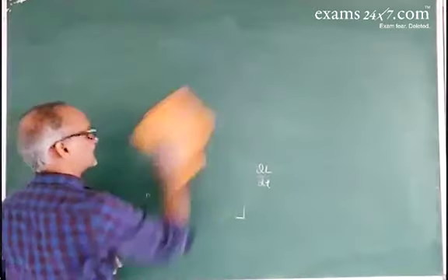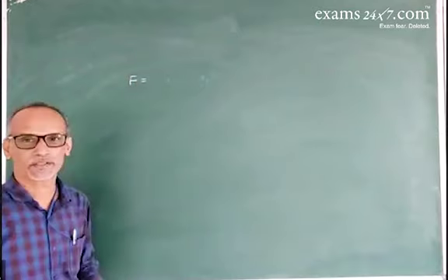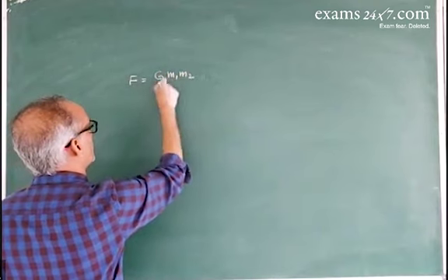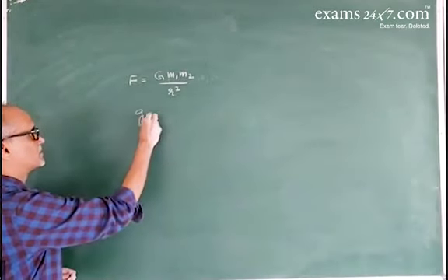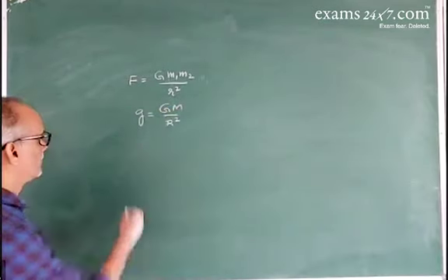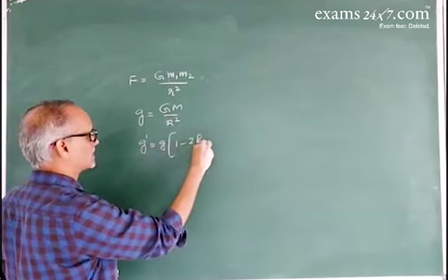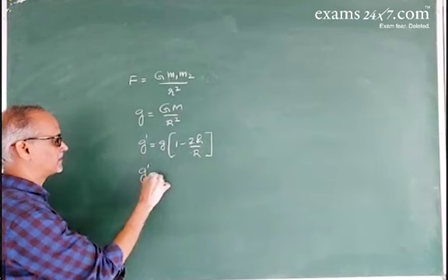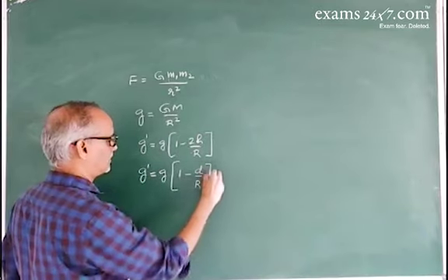In chapter gravitation, the basic formula, which is the gravitational force between two particles, is G m1 m2 by r square. Formula for acceleration due to gravity, g is equal to GM by r square. Variation of g with the altitude, g dash is equal to g into 1 minus 2h by r. Variation of g with the depth, g dash is equal to g into 1 minus d by r.